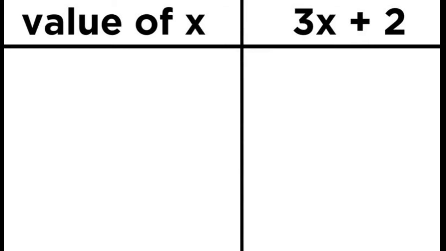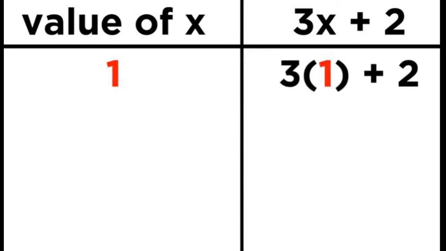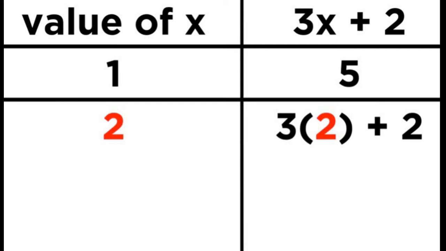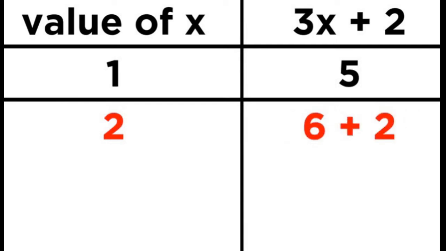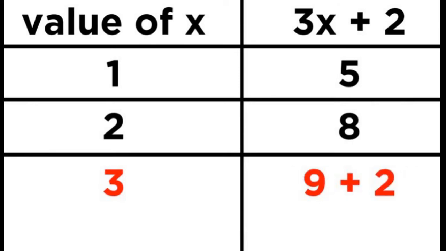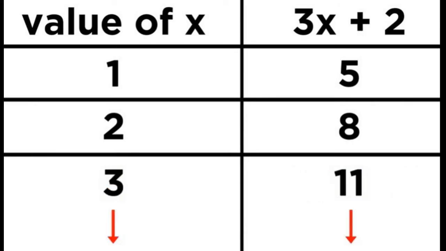We could make a table as we do this. When x is 1, we replace the x with a 1. 3 times 1 is 3, and 3 plus 2 is 5. So when x is 1, this expression equals 5. When x is 2, we get 6 plus 2, or 8. When x is 3, we get 9 plus 2, or 11, and so forth.